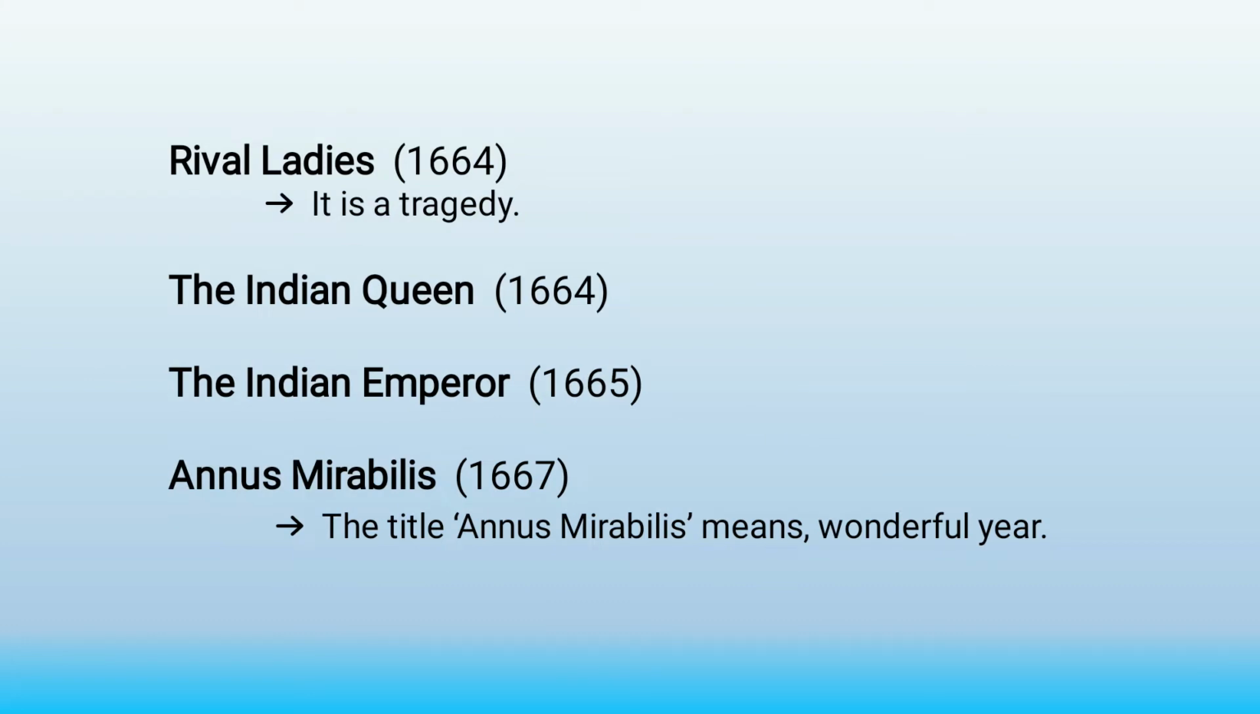Next work is The Rival Ladies. It's a tragic play written in the year 1664. Thereafter came so many works like The Indian Queen, published in the year 1664, The Indian Emperor, 1665, and thereafter we can see another work, Annus Mirabilis. It was published in the year 1667. This title, Annus Mirabilis, means wonderful year. So you have to remember that Annus Mirabilis means wonderful year.